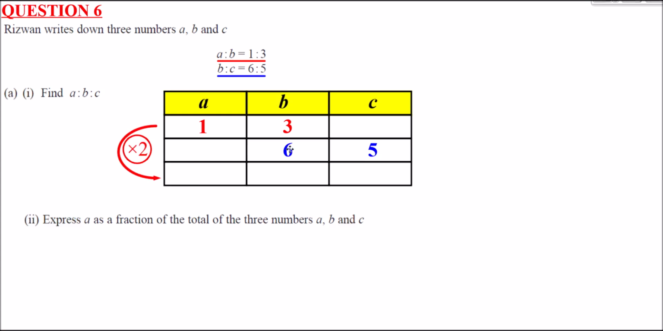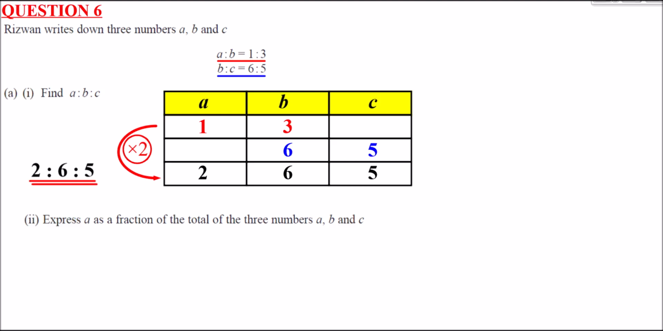The B in the blue line is already a 6, so I can just keep that as a 6, and then that's 5. So I have 2, 6 in red, 6, 5 in blue. So overall, I've got 2, 6, and 5. So the overall ratio of A to B to C is 2 to 6 to 5. So get the red to match the blue, then merge and combine the lines into 1. That's the final answer, 2 to 6 to 5.